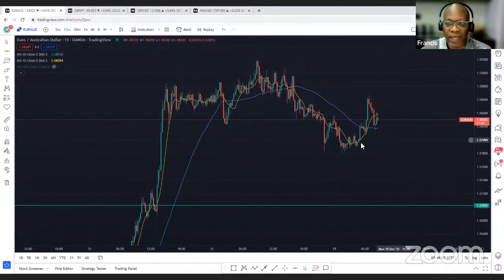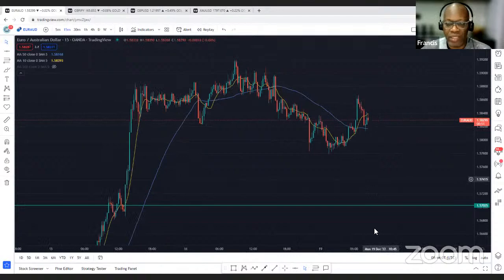So this is what we're looking at here. I believe this is going to carry on pushing up. So I'll be watching the 15-minute closely to see what happens with this particular trade. It is one of those trades, one of those days, where we have to wait for some time before we get into the market.